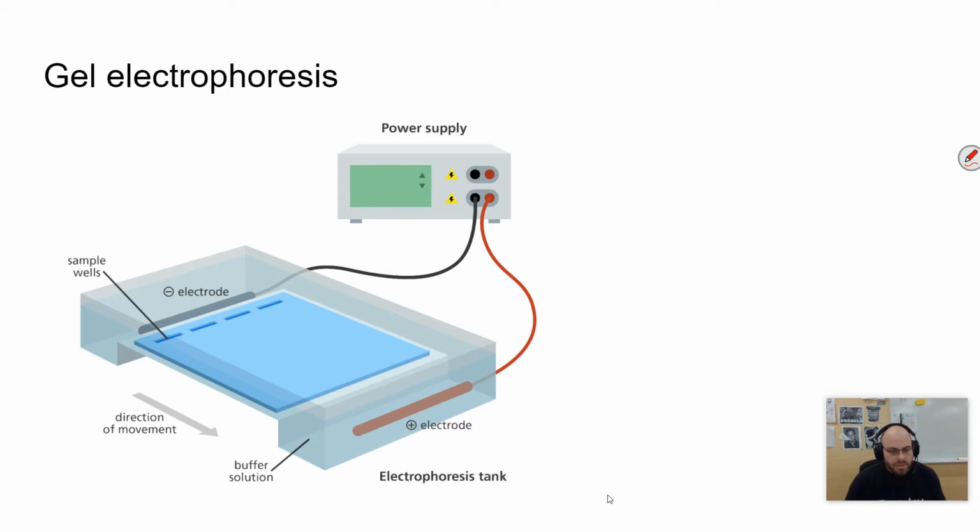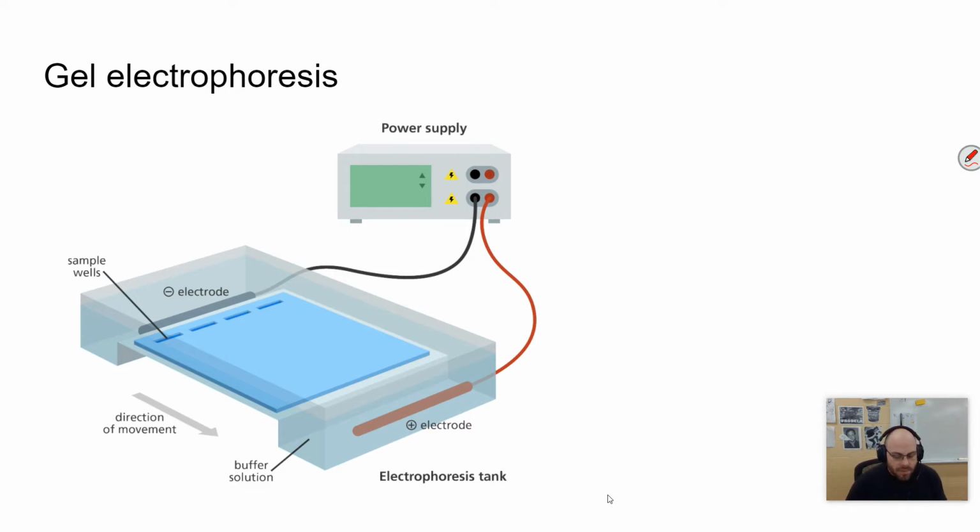Gel electrophoresis is a technique that separates molecules of DNA according to their size and their charge. DNA is inherently negatively charged because of all the phosphates. All those phosphates have a negative charge, and so DNA is a highly negative molecule. So if you put DNA in an area of negative charge and put a positive charge on the other side, that DNA is going to be attracted to that positive charge.